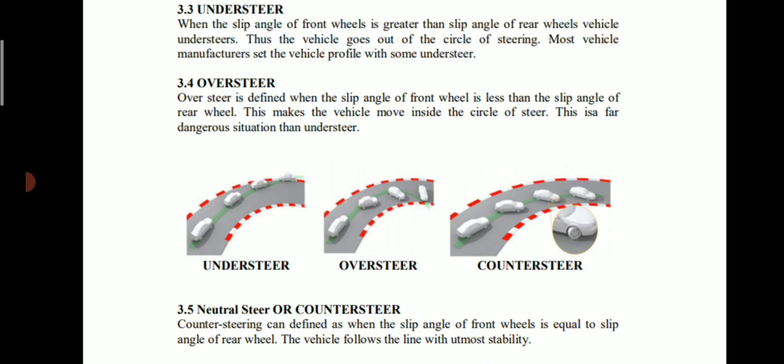So in this figure also you will see understeer and oversteer, and the last one is countersteer. Countersteering can be defined as when the slip angle of the front wheel is equal to the slip angle of the rear wheel. The vehicle follows the line with utmost stability. So this way we can define understeer and oversteer.